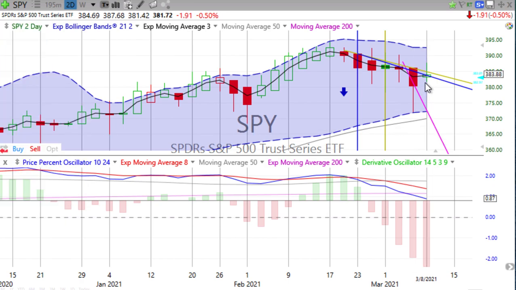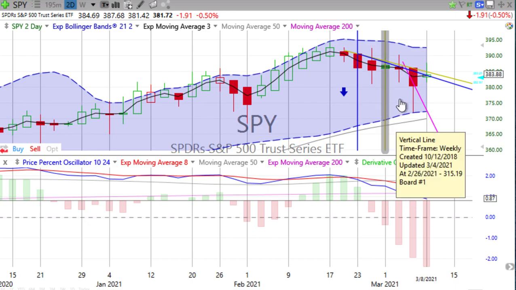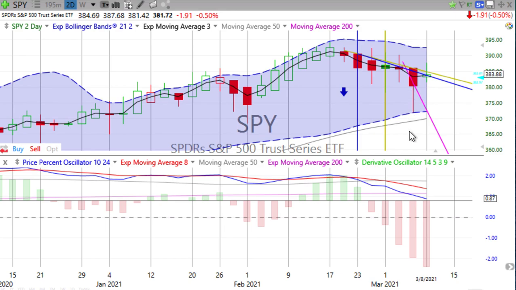Green open spinning top. And again, price right there on the 2-day trend line. We'll see how the rest of the week goes. Again, I always ask that question, how long are you going to stay in a trade? How have you set up your profit and loss bands?